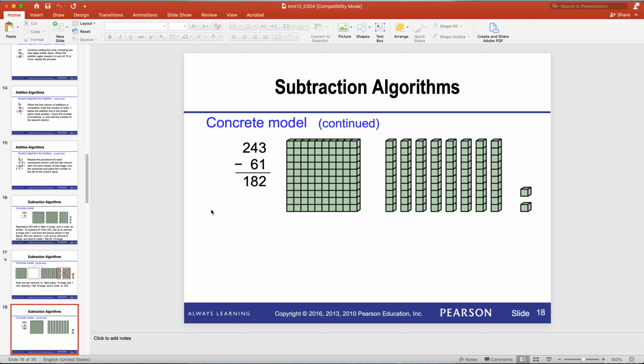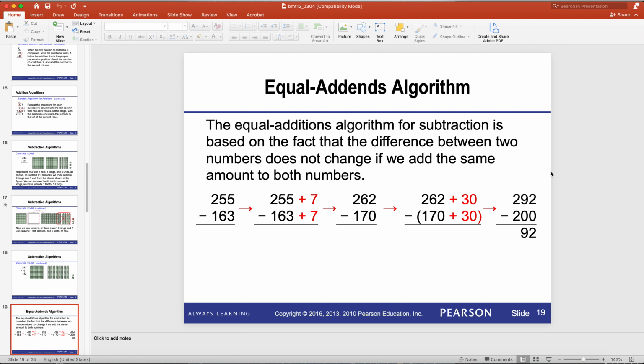The subtraction algorithm is going to be a concrete model again. And so this is just using that concrete model and getting our final answer of 100 because I have 100, 8 tens, and 2 ones. If I have the equal add-ins algorithm, so I'm going to basically be working towards getting those whole and even numbers here so that I'm adding a little bit easier.